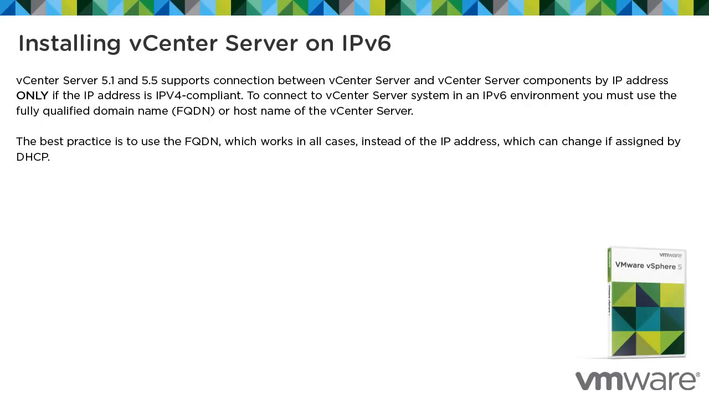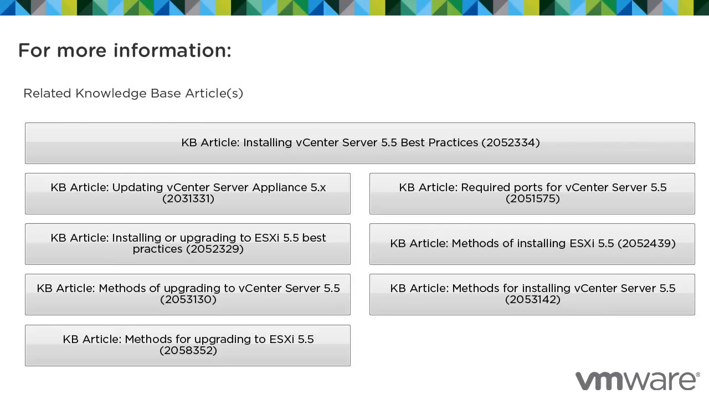vCenter Server 5.1 and 5.5 support connection between vCenter Server and vCenter Server components by IP address only if the IP address is IPv4 compliant. To connect to the vCenter Server system in an IPv6 environment, you must use the fully qualified domain name or host name of the vCenter Server. The best practice is to use the fully qualified domain name, which works in all cases, instead of the IP address, which can change if assigned by DHCP. For more information, view the article this video is based on, or any of the following knowledge base articles related to 5.5.